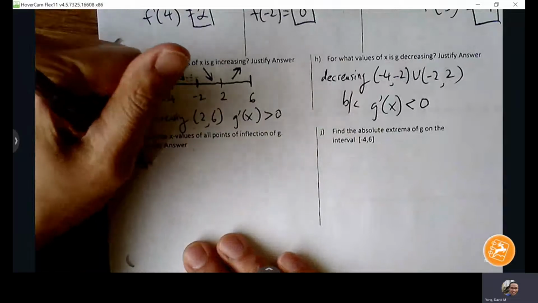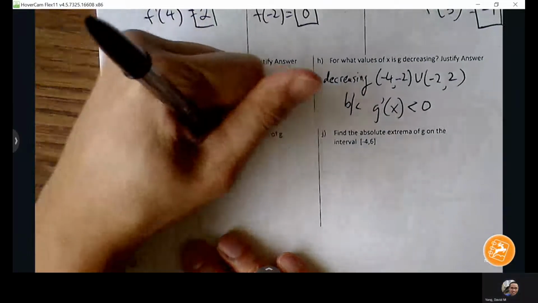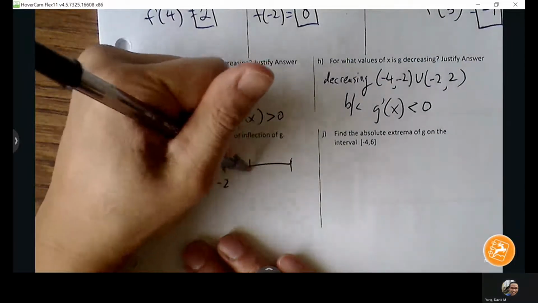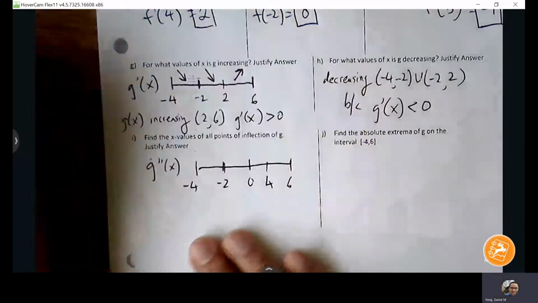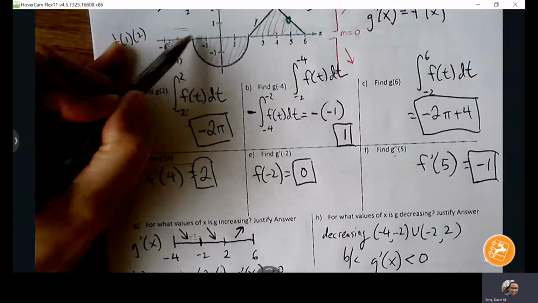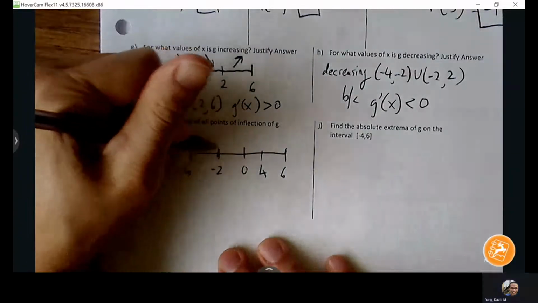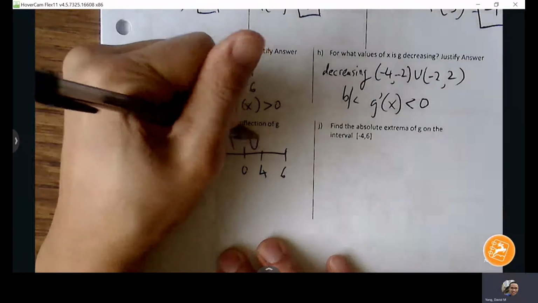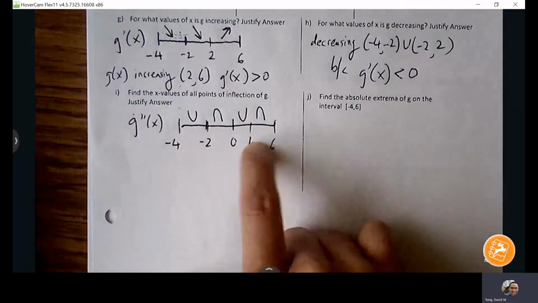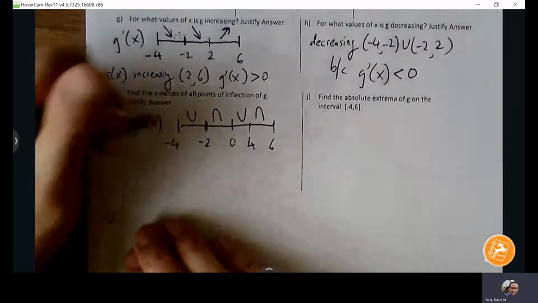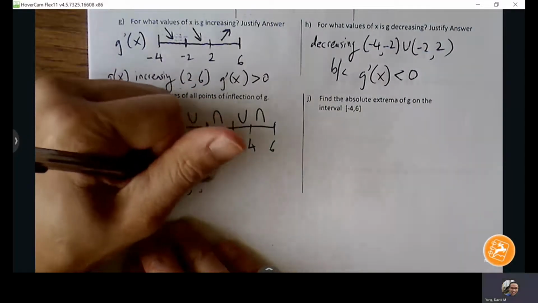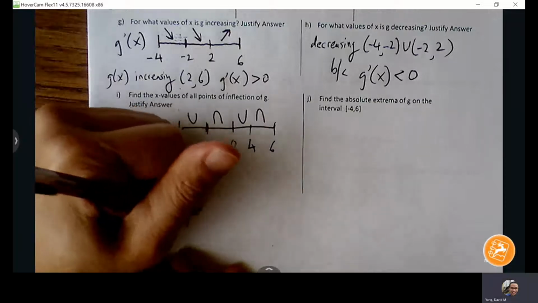I'll create a concavity sign line here. Now we can look at the slope, right? Anything that resembles positive slope is going to translate to concave up. Negative slope, concave down. Positive slope, concave up. Negative slope, concave down. There's a change in signs for each of these critical points, so we know there's 3 points of inflection, because G double prime changed signs.